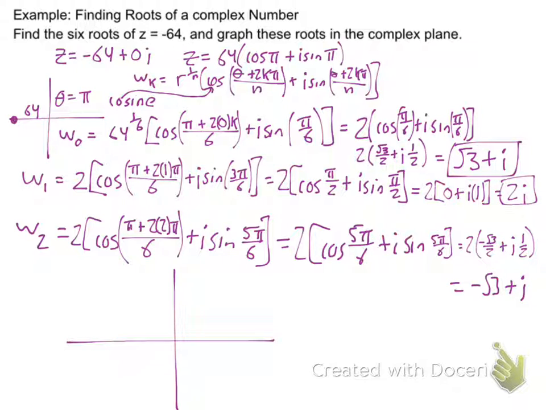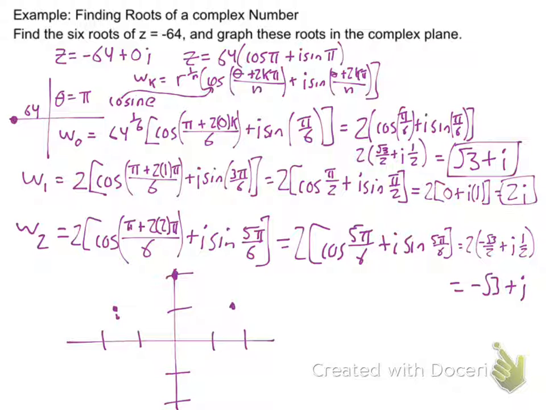Now, what I'm going to do is I'm going to start to graph these. The first one is square root of 3 plus i. Square root of 3 is 1.73, so 1.73 over here. The next one is 2i. Well, that's just straight up to 2i. The next one is negative square root of 3 plus i, a little bit taller there. And then there'll be another one, and then another one.